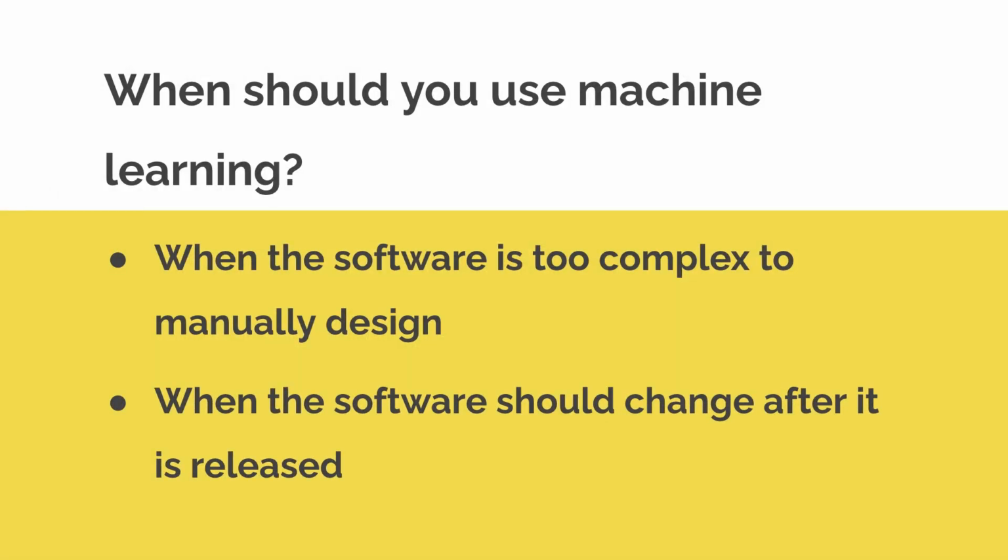Another case is when the software should change after it's been released. For example, if you want to create speech recognition software. For speech recognition, typically that type of software will adapt to the user's own voice. It will adapt to their dialect, their accent, their tone, and therefore that kind of software is not static. It will change after it's been deployed. And that's where machine learning should be used, because the software needs to change on its own without your direct manipulation.